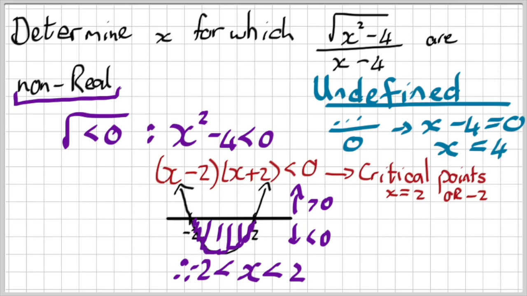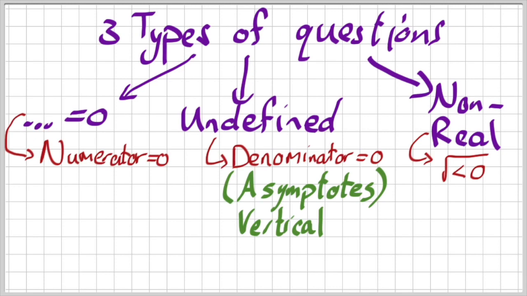I hope you enjoyed this video. So as a quick recap, remember, you've got to be careful about how we structure the questions. In these kinds of questions, are we asking you for equal to 0? Are we asking you for undefined? Or are we asking you for non-real? If we are saying equal to 0 and there's a fraction, the numerator is equal to 0. If it's undefined, then your denominator is equal to 0. Or if we say non-real, then there's a negative under the surd. I don't want to use the word roots so we don't get confused.